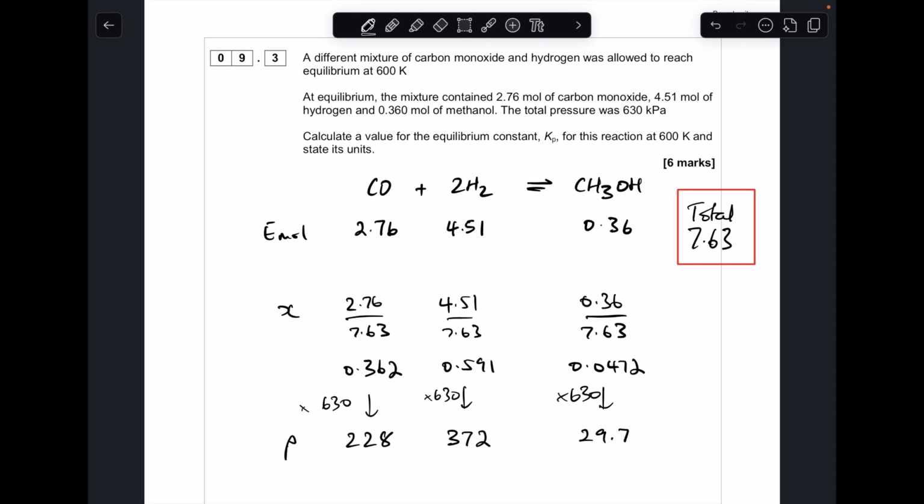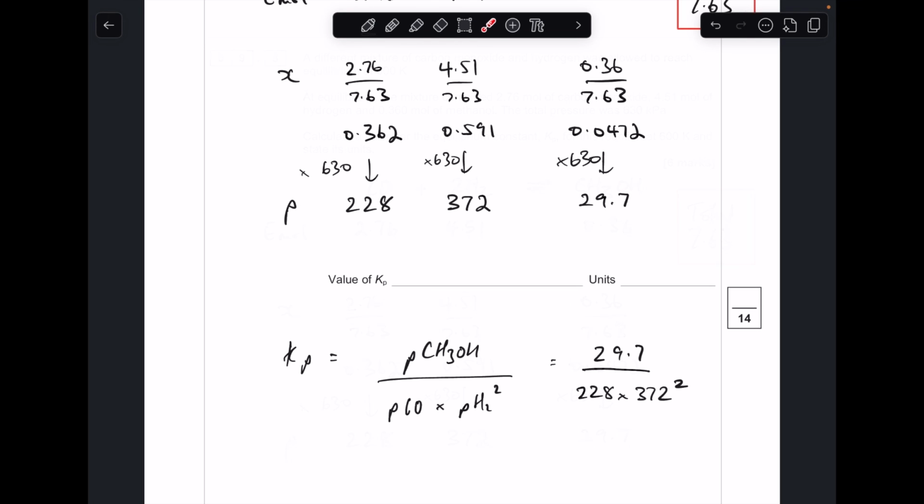All we need now is the Kp expression, and we're going to put these numbers in. So there's the Kp expression, there's the numbers. Just don't forget to square the hydrogen partial pressure. So Kp is coming out at 9.41 times 10 to the minus 7. The range allowed in that question was 9.39 to 9.50 times 10 to the minus 7. So as long as you're within those numbers, you'll be fine.